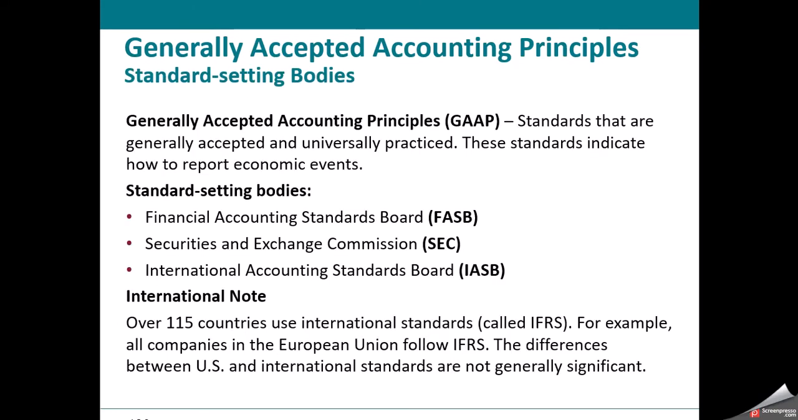So there's different standard setting bodies. So there's the FASB, which is the Financial Accounting Standards Board. There's the SEC, which is the Securities and Exchange Commission. And then there's the IASB, which is the International Accounting Standards Board. So FASB is very common to talk about, and the SEC is also very common to talk about, because any publicly traded company needs to register with the SEC in order to sell stock.